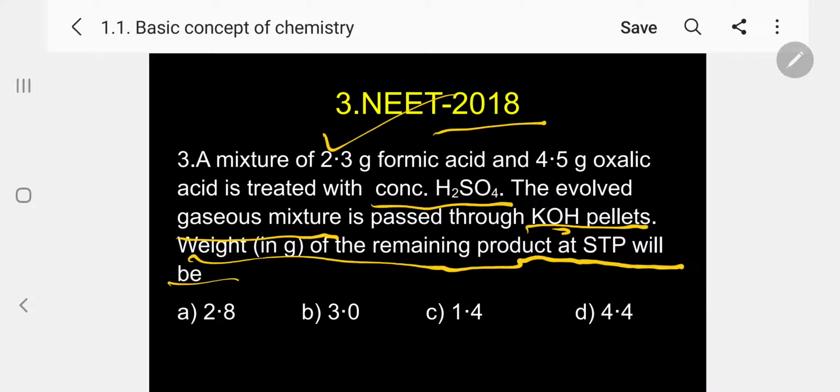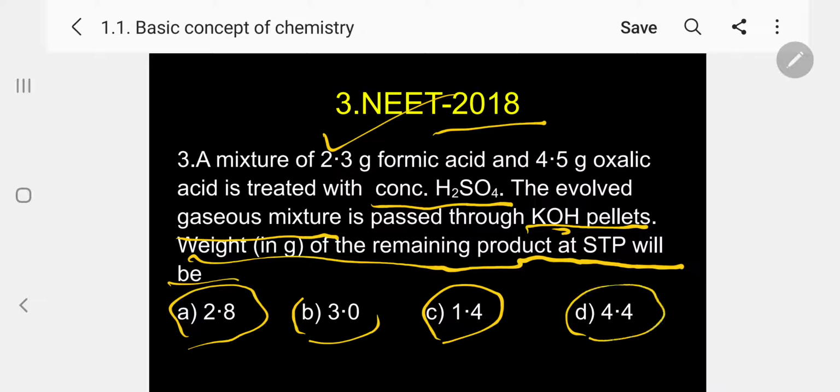So by reading, what information are you getting? When you treat formic acid with sulfuric acid, dehydration occurs and CO and H2O will form. In the case of oxalic acid, CO, CO2, and H2O will form. But when you treat with potassium hydroxide, what will happen now? The carbon dioxide and water will be absorbed. So without being absorbed, what goes out and remains is CO. So we have to find out the CO. The options are A 2.8, B 3, C 1.4, D 4.4.